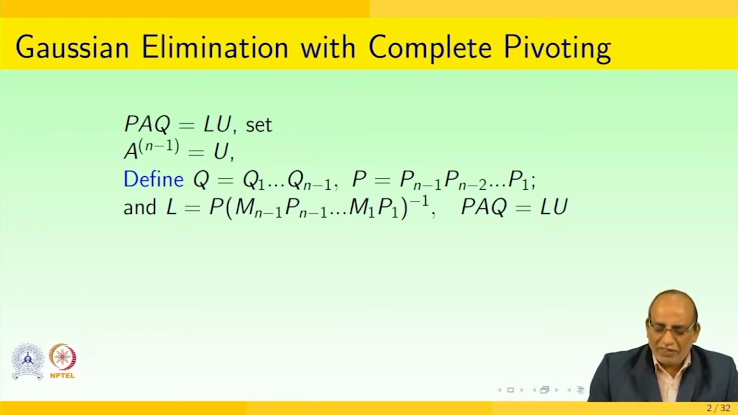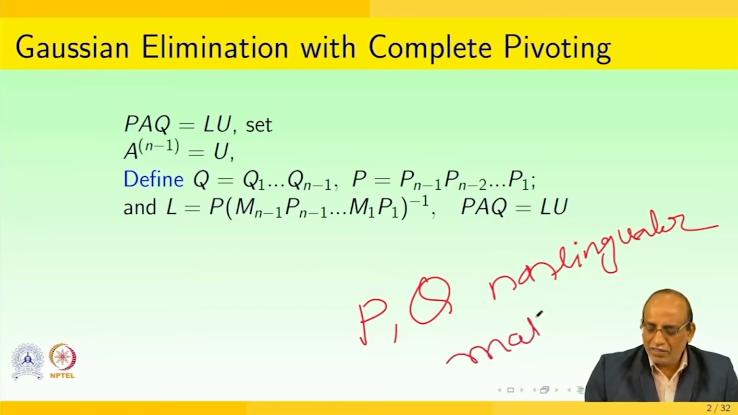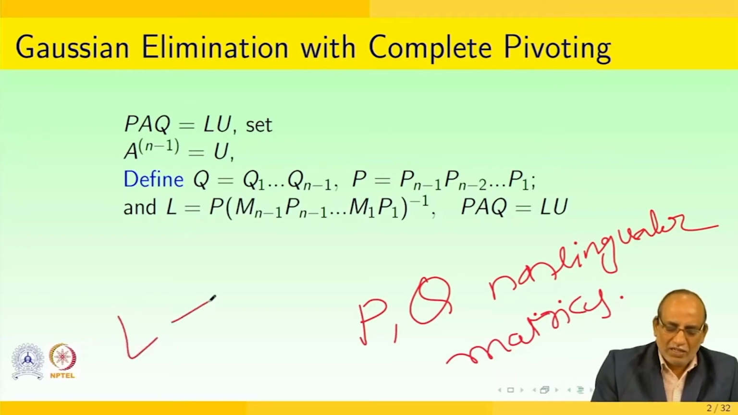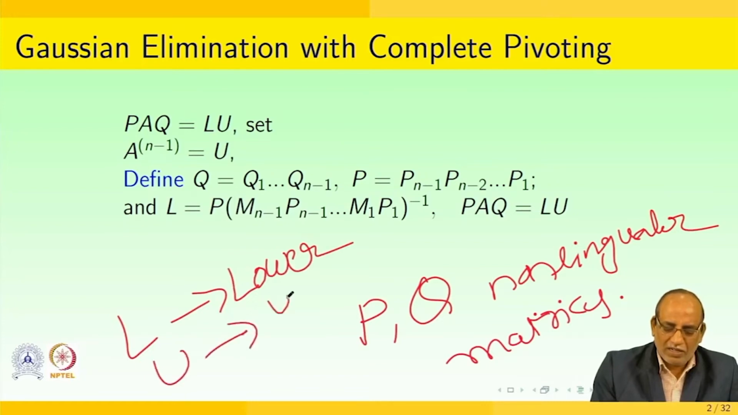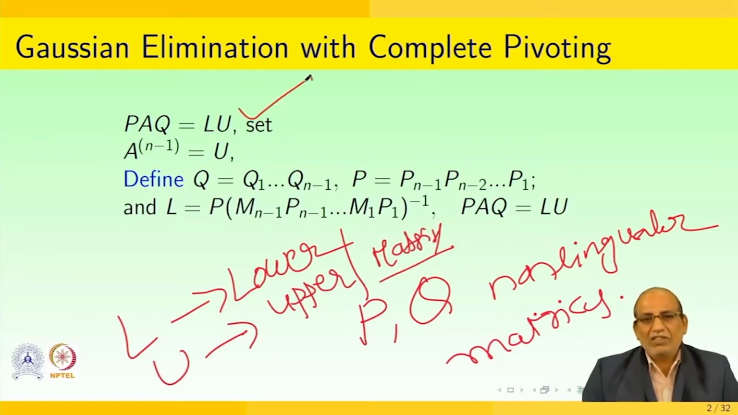So let us start with P, Q. They are non-singular matrices such that PAQ is equal to LU, where L is the lower triangular matrix and U is the upper triangular matrix. So we started with PAQ is equal to LU.